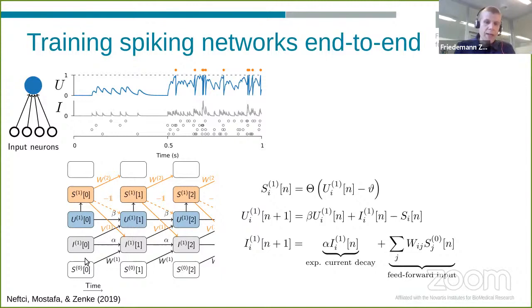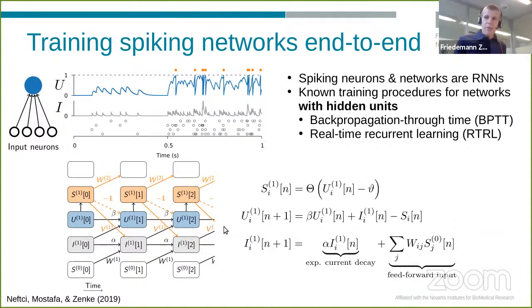These equations you can write in a computational graph, which looks like this, where time goes to the right and you have the different state variables lined up: input spike train, current, voltage, output spike train, and so forth. Why is it important that we can draw this graph, which corresponds essentially to a neural network unrolled in time? The take-home message is that spiking neurons, and automatically also networks of spiking neurons, are technically speaking recurrent neural networks, and there are known training procedures to get gradients for such networks with hidden units and everything. The most commonly used ones are backpropagation through time or real-time recurrent learning.